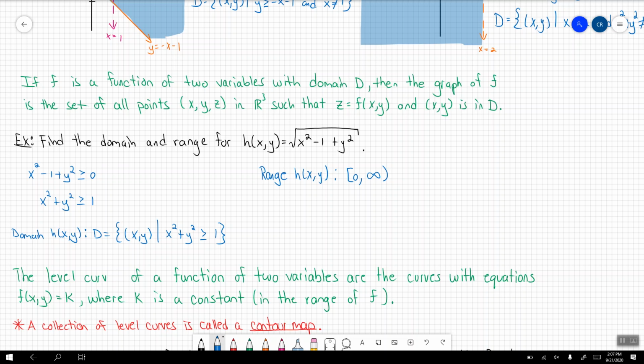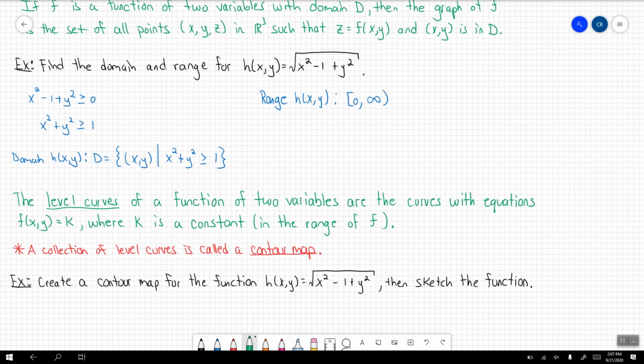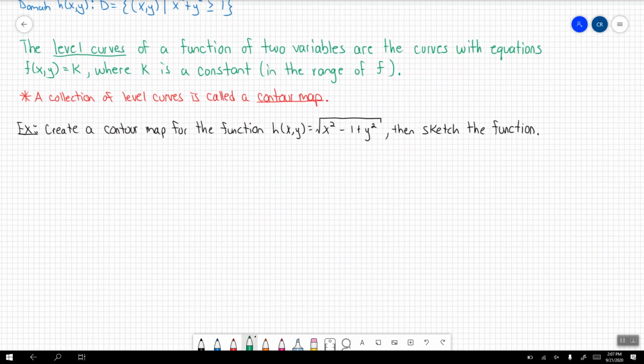And I have a definition down below on your screen here that says that the level curves of a function of two variables are the curves with equations f of x, y is equal to k, where k is a constant, but the constant must be in the range of your function f. And I also have on here that a collection of level curves is called a contour map. And what we want to do here is we now want to create a contour map for this function that we were initially working with, and then we want to sketch the function.